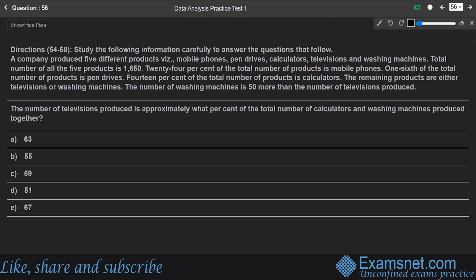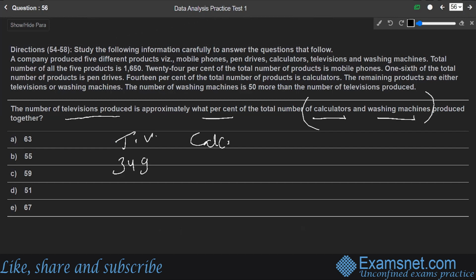Now, the same data continues. Now, he's asking the number of televisions produced is approximately what percent of the total number of calculators and washing machines produced together. So, clearly we can refer to that table where the value of each one was calculated. So, the TV value in that particular table was 349.